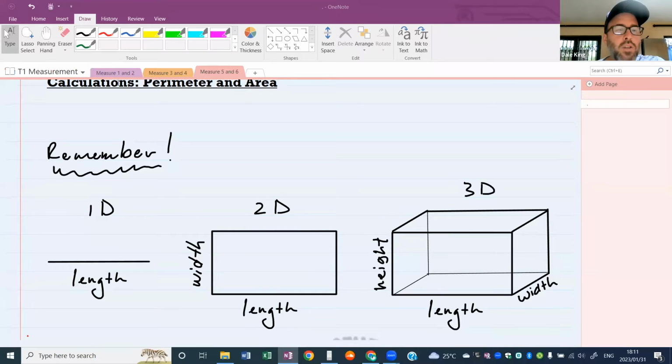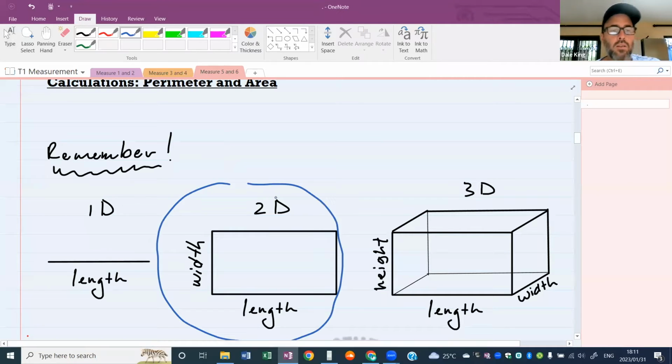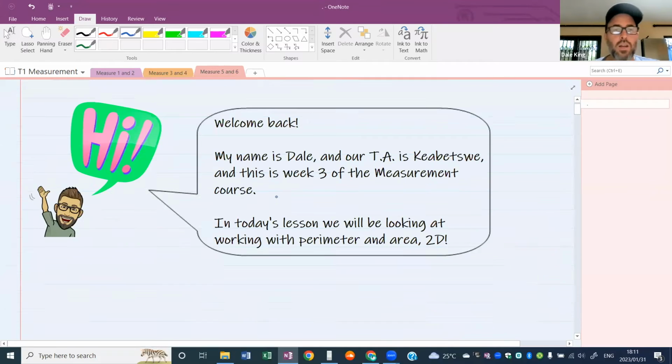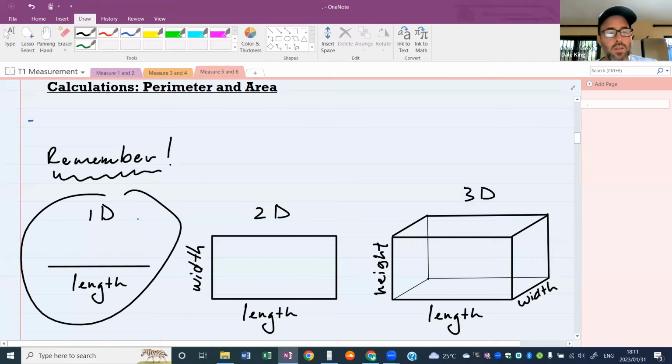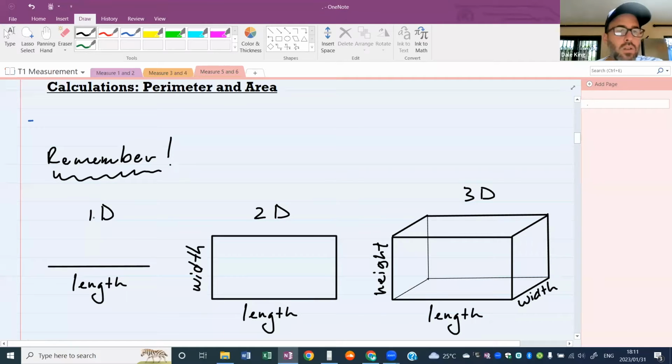One dimension: length is a dimension, distance is a dimension. For example, if we look at the shape in the middle here, this rectangle, it has 2 dimensions. It has length and it has width or breadth. So those are 2 dimensions, and we say this is a 2D shape. The first diagram, over here, only has 1 dimension, so it is a 1D shape.